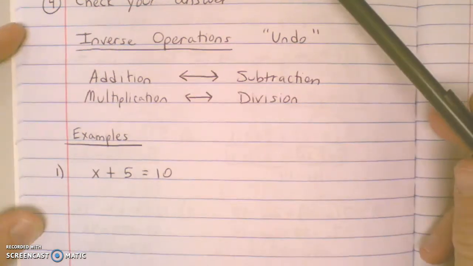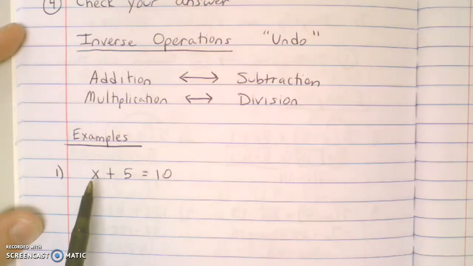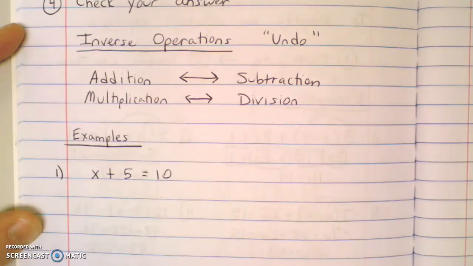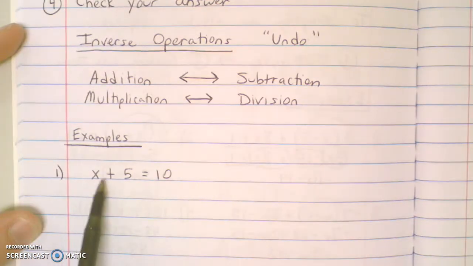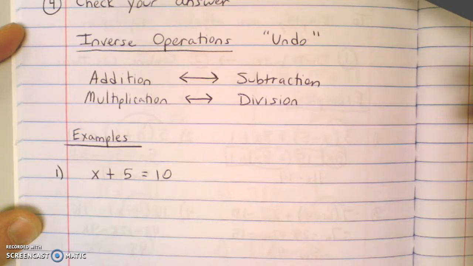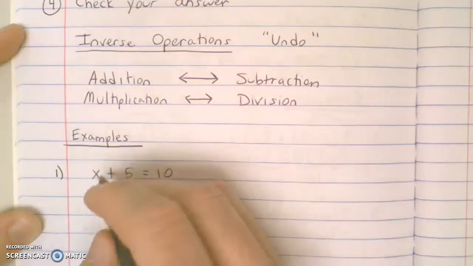Remember, our first step from above was to locate the variable. So the variable here is x. So I found the variable. I'm going to figure out the operation that's connected to it. So x, we're adding 5 to x. To solve it, I use the inverse operation. So the inverse operation of adding 5 is subtracting 5.